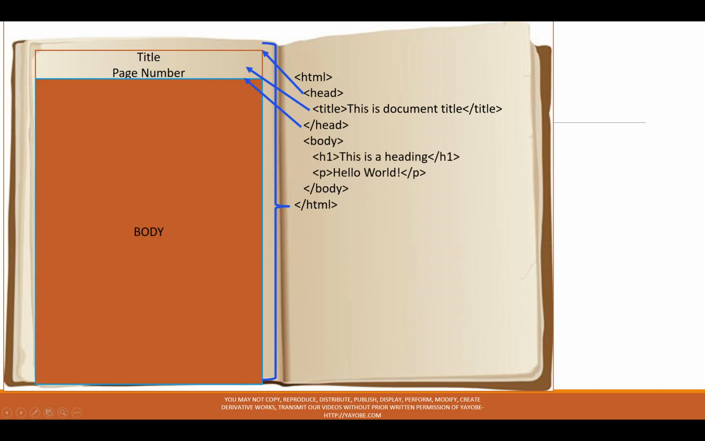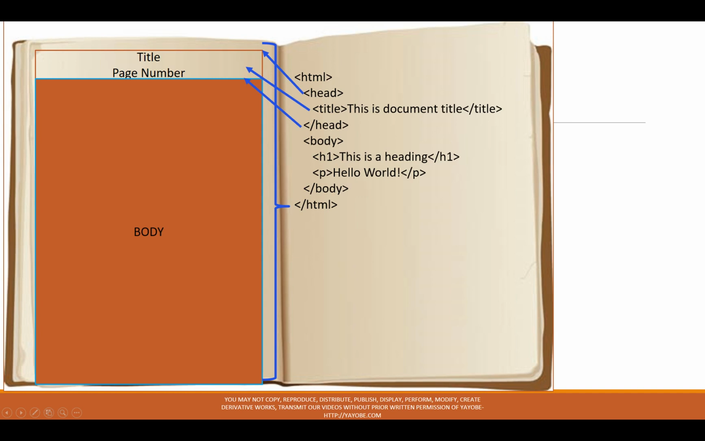Now when you come to the body, the same thing. You see, the body is opened right there, the body is closed in here. How do you know? Because the opening tag has less than and greater than symbols, and then the closing tag has less than and slash, followed by the tag, the element. See, this is called an element.